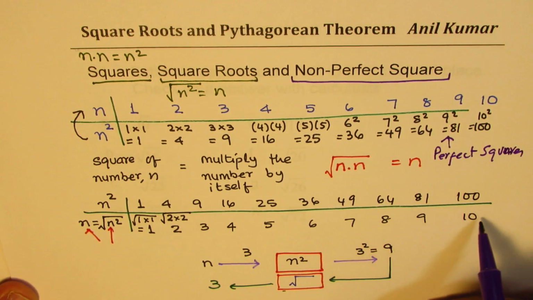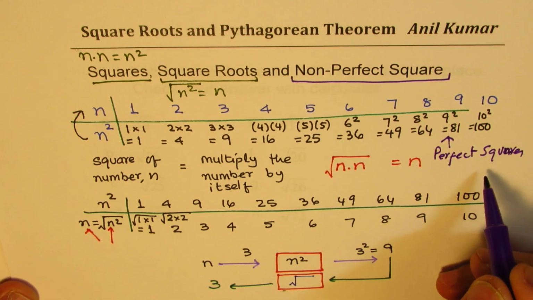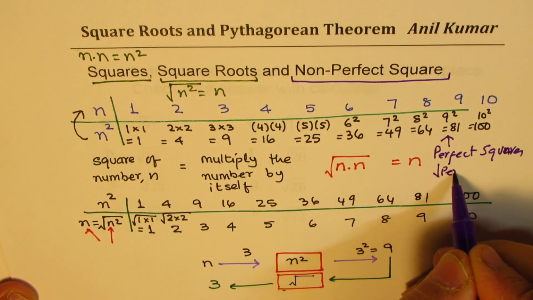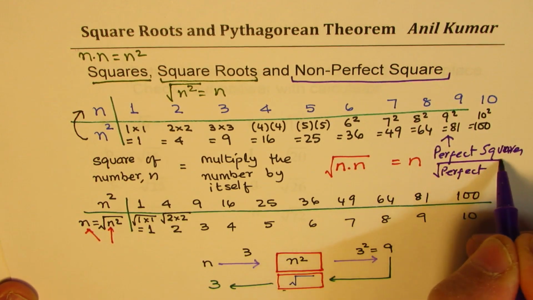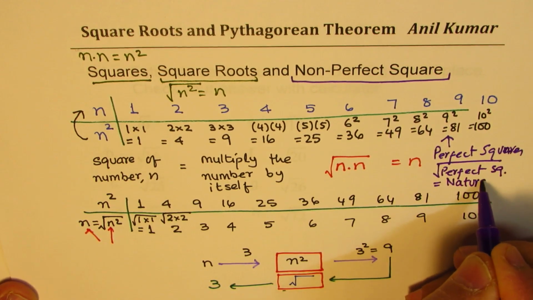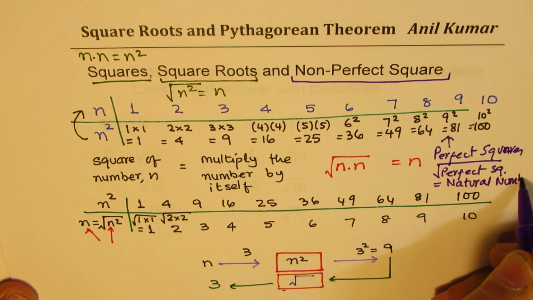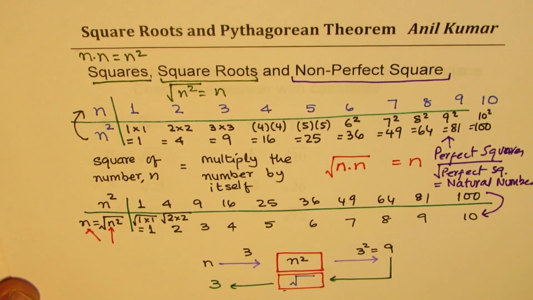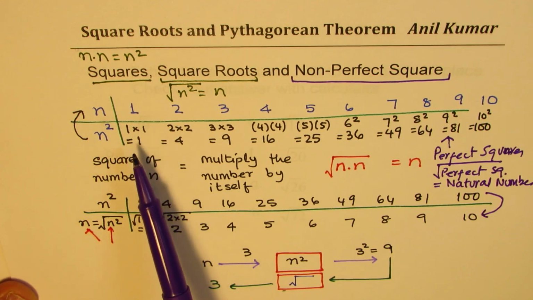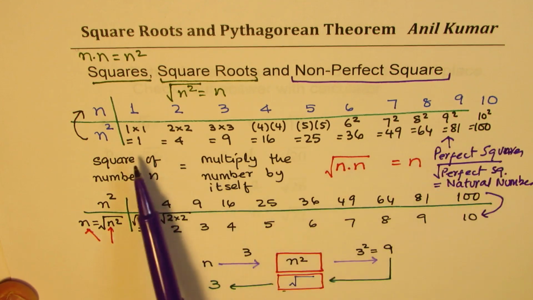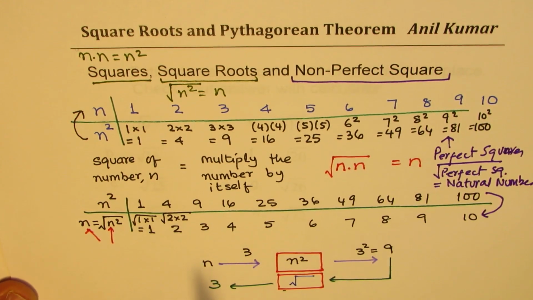Why? Because they return you the number, right? So for perfect squares, the square root returns you the number. So the square root of a perfect square is equal to a natural number. So you saw the square root of 100 was 10, but that is not the case for other numbers. From 1 to 100, there are only these 10 perfect squares. All other numbers are non-perfect squares. You get the idea, right?